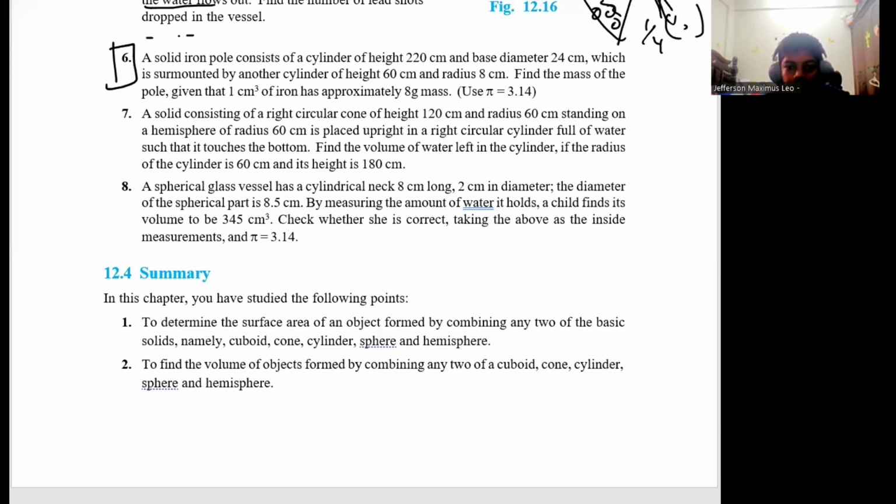Just read the question, sixth one. The solid iron pole consists of a cylinder of height 220 centimeter and base diameter 24 centimeter, which is surmounted by another cylinder of height 60 centimeter and radius 8 centimeter. Find the mass of the pole, given that 1 centimeter cube of iron has approximately 8 grams mass. See, the more important question. Draw the diagram. Quickly, time is going.